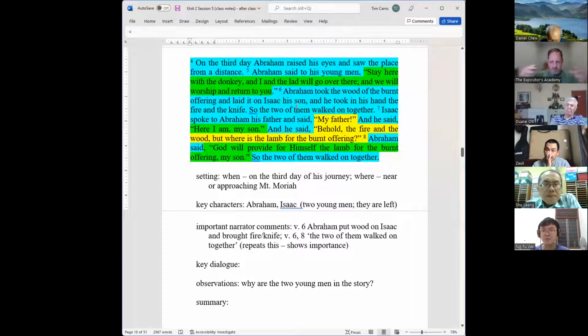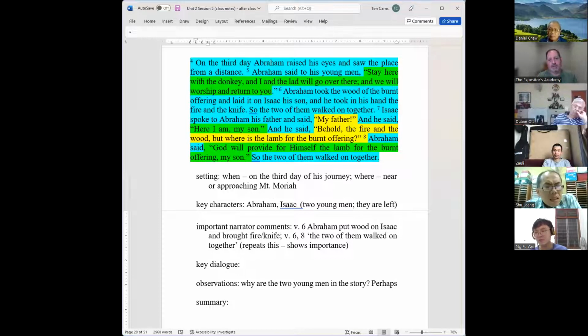Again, at this point, we're just offering ideas. We can't be certain this early on in our study, but certainly it's perfectly fine to have thoughts and ideas about that. That's the whole point of this, really. We're just trying to go through the story to generate in our minds thoughts and questions about each part of this story to help us as we try to understand and interpret it. So yeah, that's a great observation. My question: why are the two young men in the story?